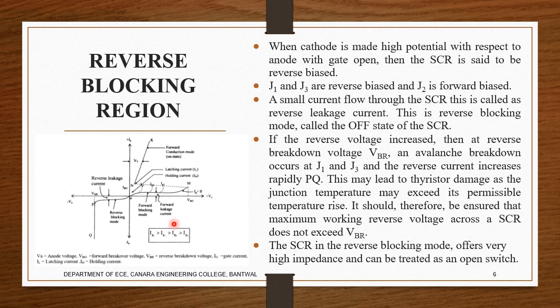So what is happening here? J1 and J3 are reverse biased. J2 will be forward biased. So there is no supply, and a small current flows through the SCR. We call this the reverse blocking mode, or the off state of the SCR.